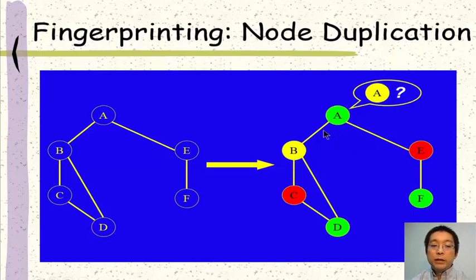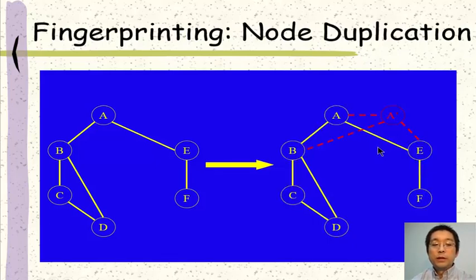But checking the colors of its neighbors takes time, and there is no guarantee that we can always find a new solution, like in the case of A. It would be very nice if we can create more solutions by changing the color of specific nodes without checking their neighbors or their adjacent nodes. And we can achieve this by the node duplication method.